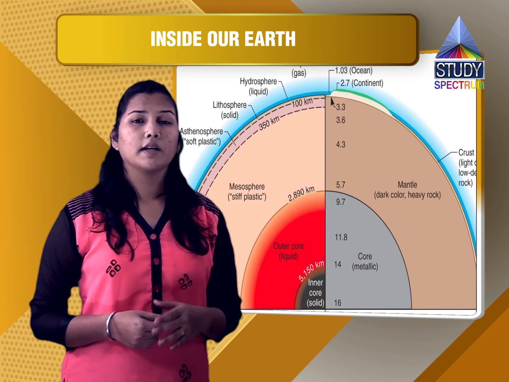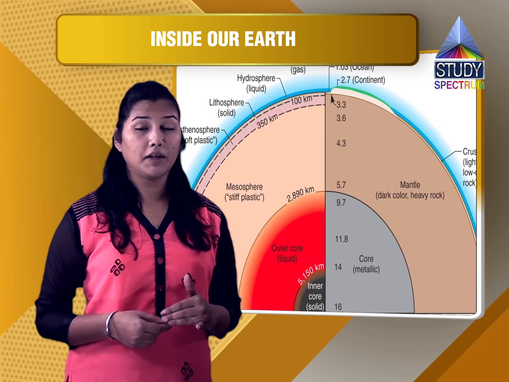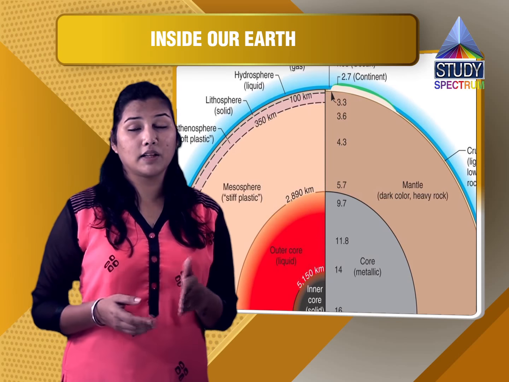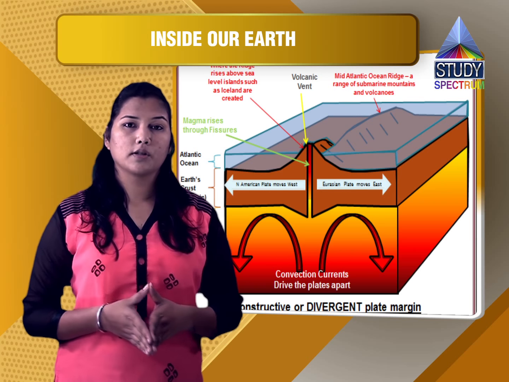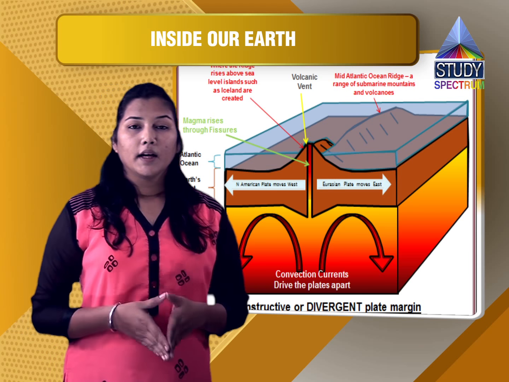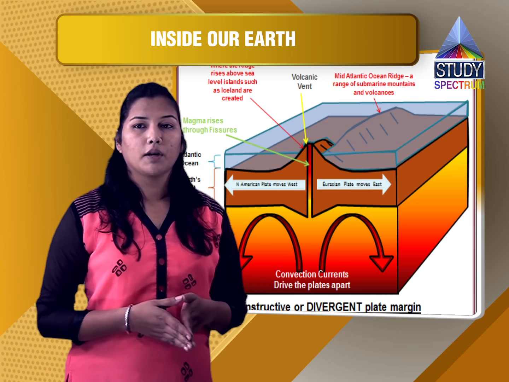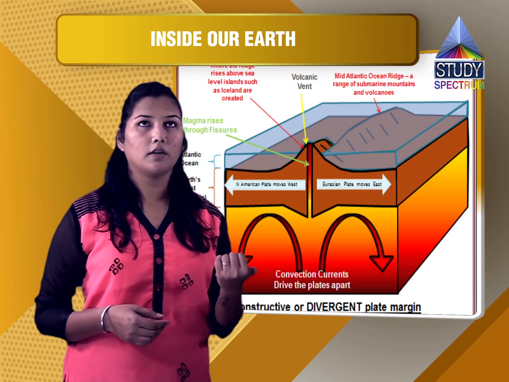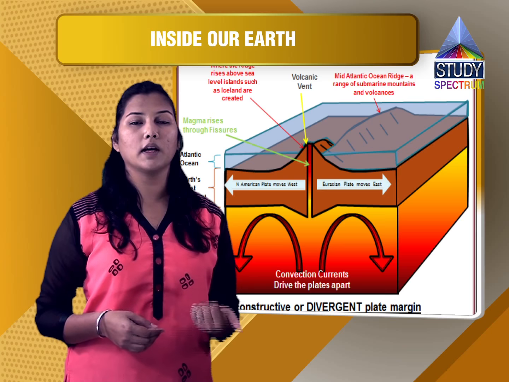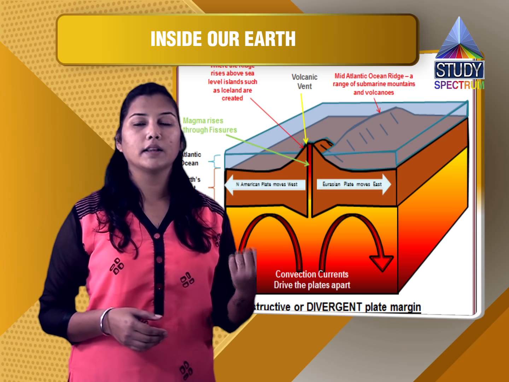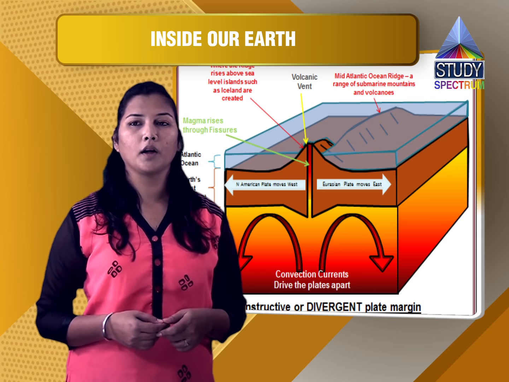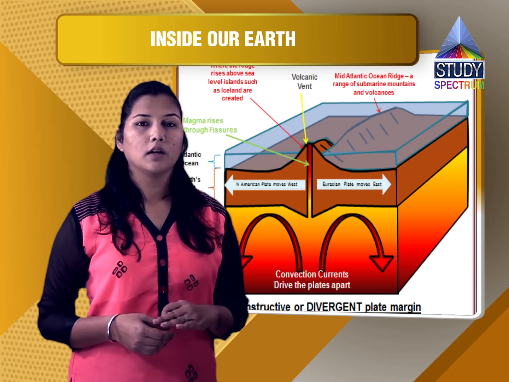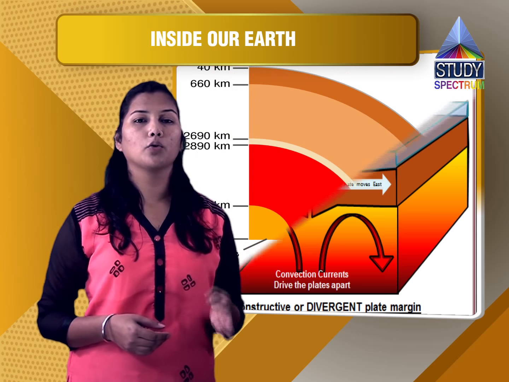The second layer is the mantle. It is just beneath the crust, and it consists of the hot magma and semi-solid rocks. It is 2,900 kilometers deep below the crust. It is roughly 5 kilometers to 10 kilometers thick on the oceanic floor and 30 kilometers to 50 kilometers on the continental mass.